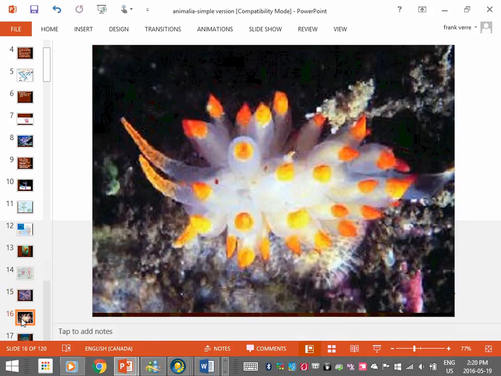So this is not a jellyfish. This is really cool. This is not a jellyfish. This is something called a nudibranch. You don't need to know this. This is just for information, for interest's sake. This is a mollusk. Okay?